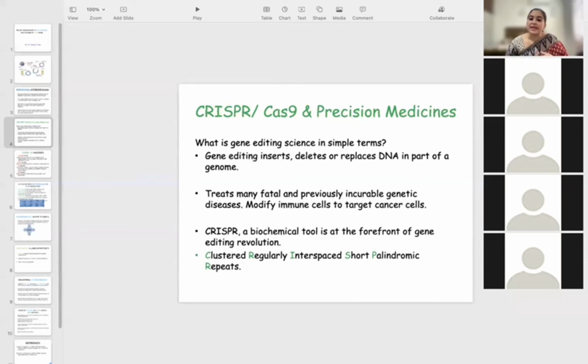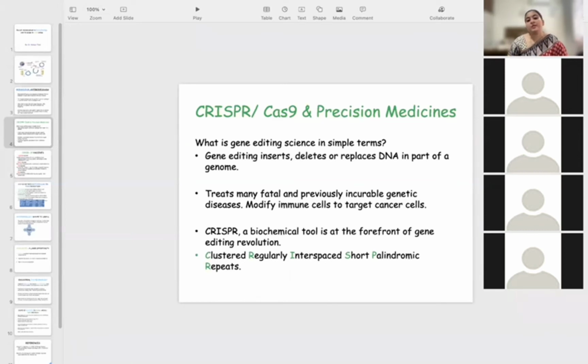So we use Cas9 nuclease, and along with that, we use guide RNA. We insert both of them inside, and we can cut that specific portion. We can cut it, we can edit it, or we can insert a gene of our interest. We can replace it. So gene editing inserts, deletes, or replaces DNA in part of a genome. So it can treat many fatal and previously incurable genetic diseases, and it can modify immune cells to target cancer cells.